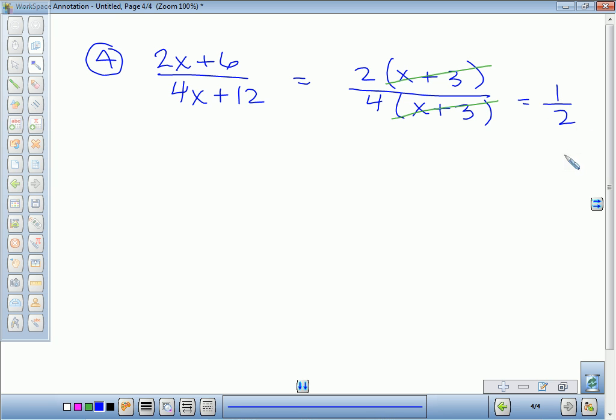Okay, so we must always remember you can only reduce, you can only simplify a rational expression once it's written as a product. If it's just a sum, we can't do anything with it. Okay, so let's keep going.